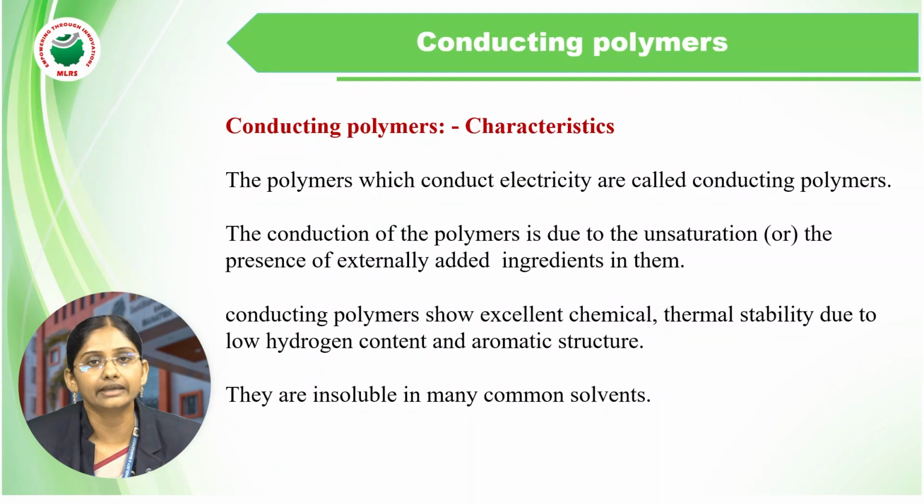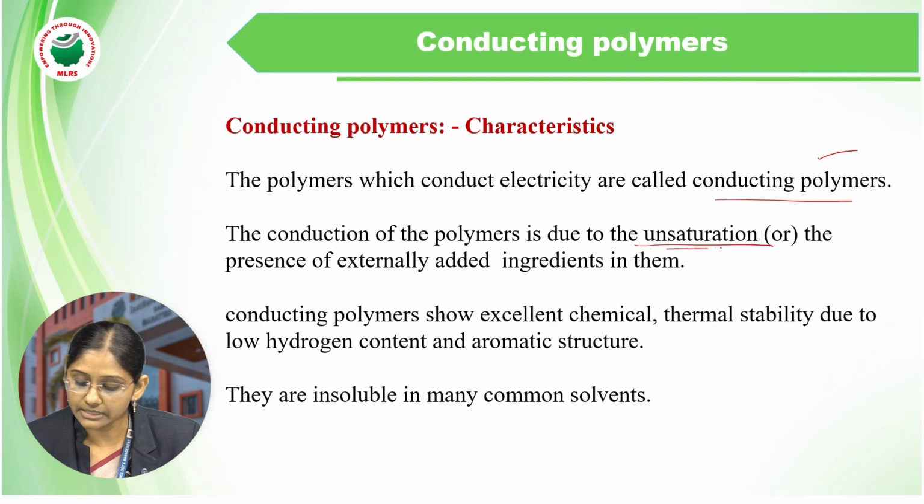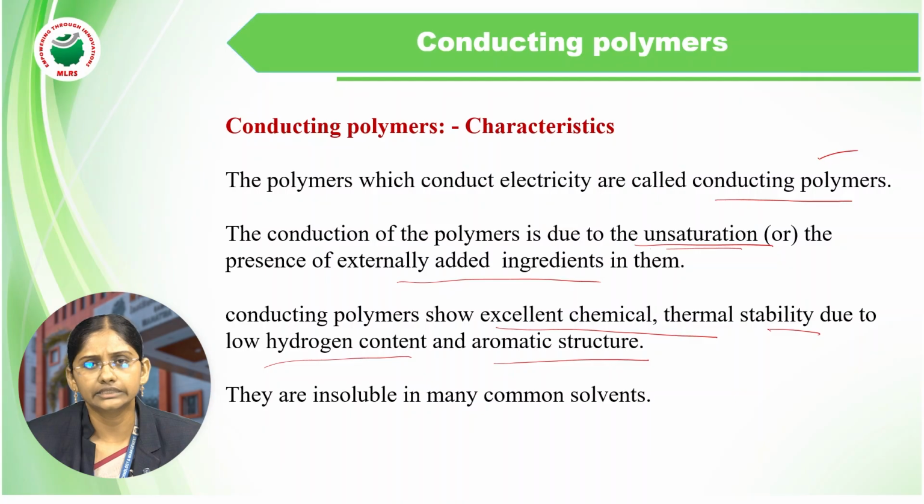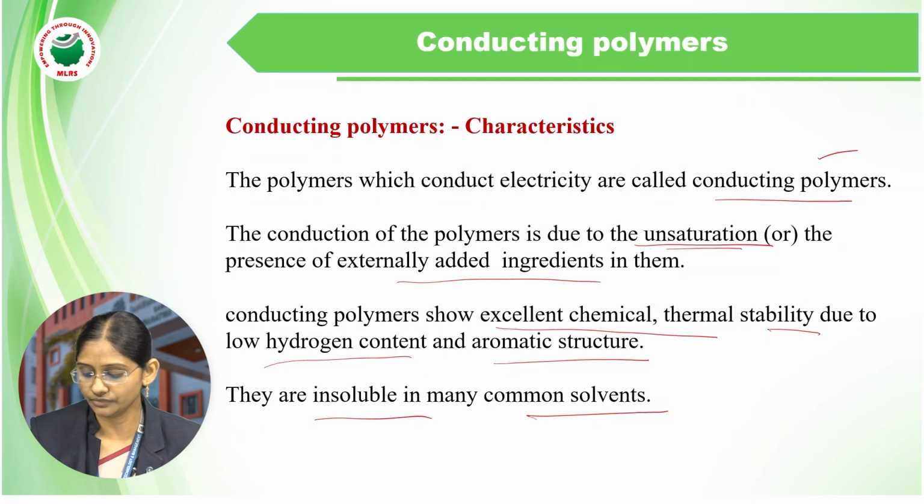Now we'll see the main characteristics of conducting polymers. The polymers which conduct electricity are called conducting polymers, and they conduct electricity due to the presence of unsaturation. Unsaturation means the presence of double bonds or the presence of externally added ingredients in them. Next, conducting polymers show excellent chemical and thermal stability due to low hydrogen content and aromatic structure. They are also insoluble in many common solvents. These are a few characteristics of conducting polymers.